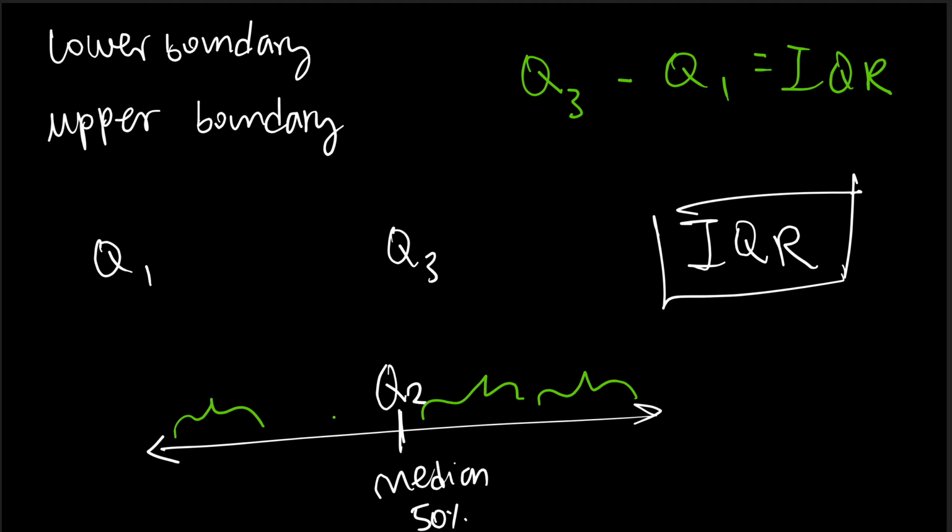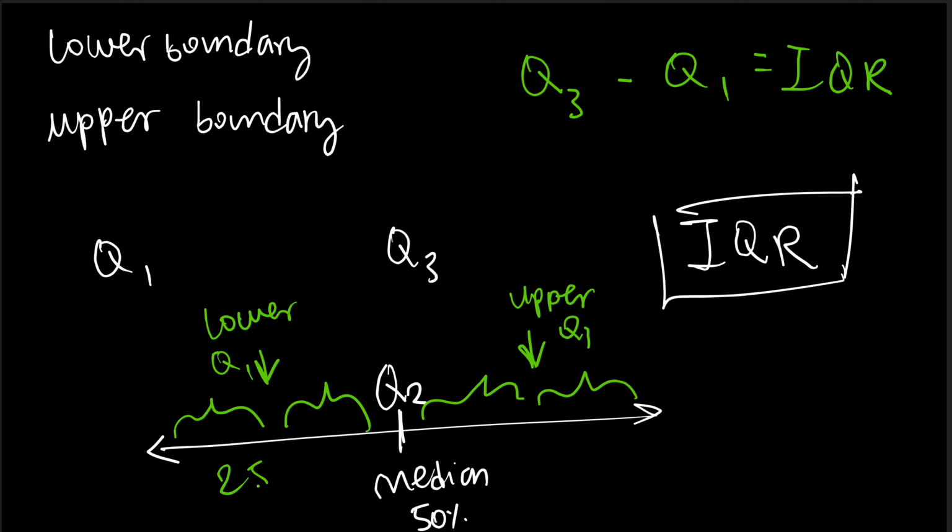This is going to be the halfway point between the quartile, right? This is called the lower quartile, which is also known as Q1. This point is called the upper quartile, which is known as Q3. It's the 25% mark and the 75% mark, respectively. The Q1 and the Q3.